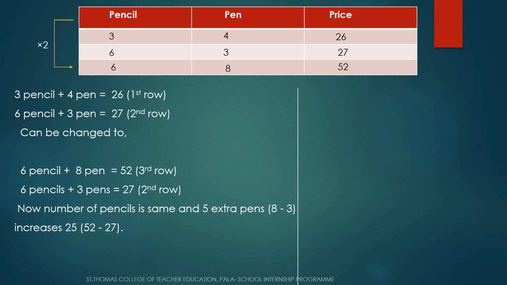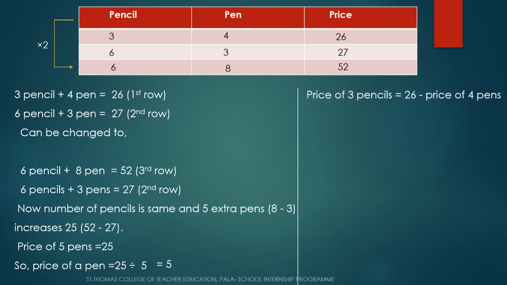So what can you say? What is this 25? Yes, the price of these 5 pens is 25, isn't it? So what will be the price of a pen? 25 divided by 5, and it is 5. Very good. So you got the price of a pen as 5.